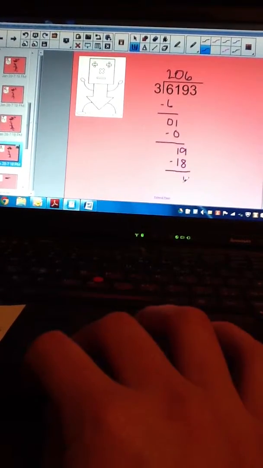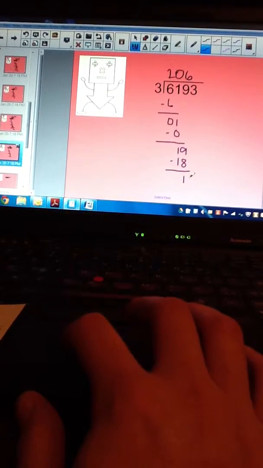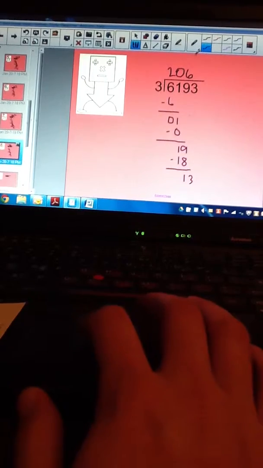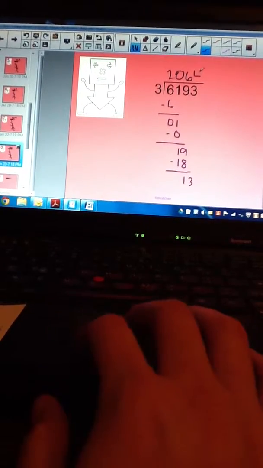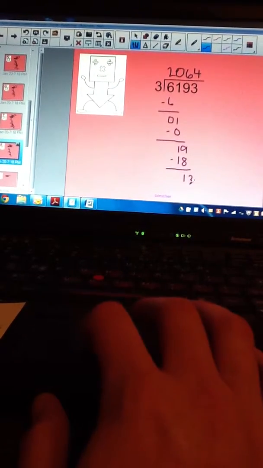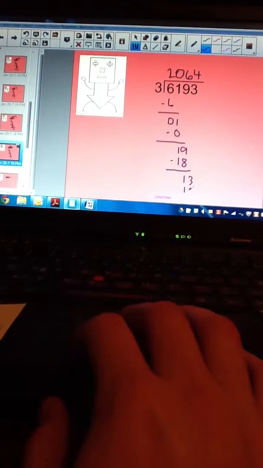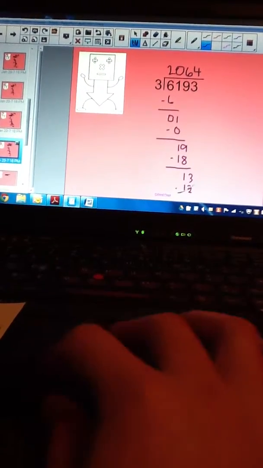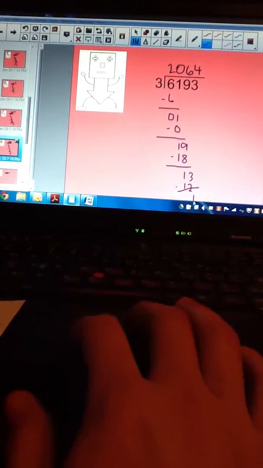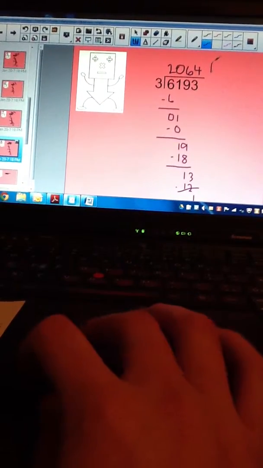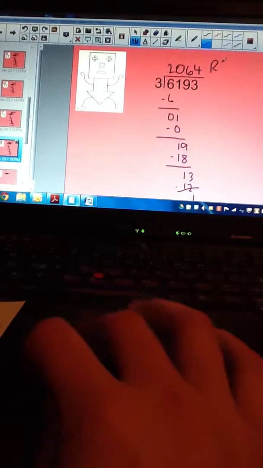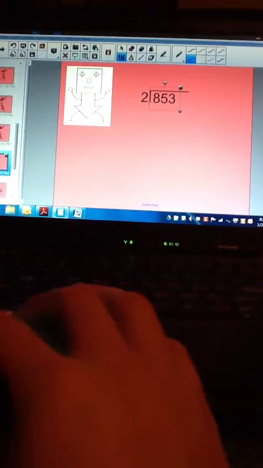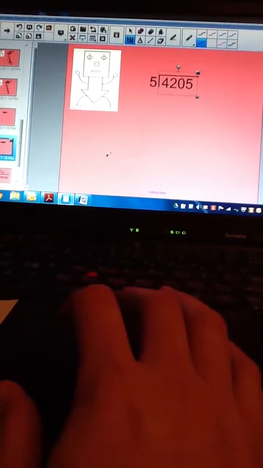I subtract, and I get 1. I bring down my 3. 3 goes into 13 4 times, and 4 times 3 is 12. I subtract, and I get 1. So my answer ends up being 2,064 with a remainder of 1. I want you to try this one.